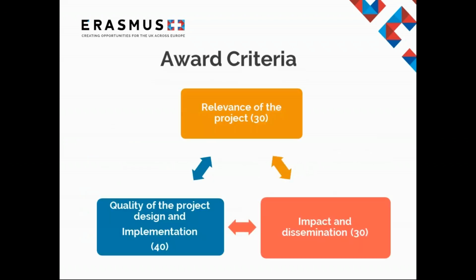Once the UK National Agency is happy with your application and the application is eligible, it will be assessed by external experts against the award criteria published on page 72 of the 2019 Program Guide. From the slide, you can see that there are three award criteria. An application can score a maximum of 100 points. In order for your application to be considered for funding, an application must score a minimum of 60 points in total and must receive at least half of the maximum points for each award criteria.